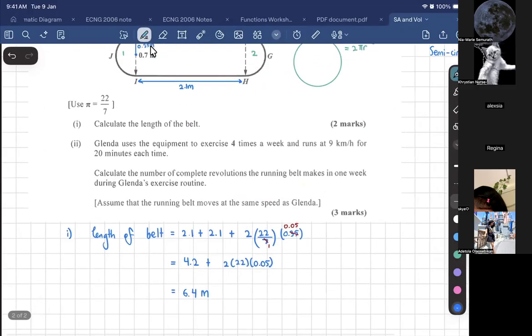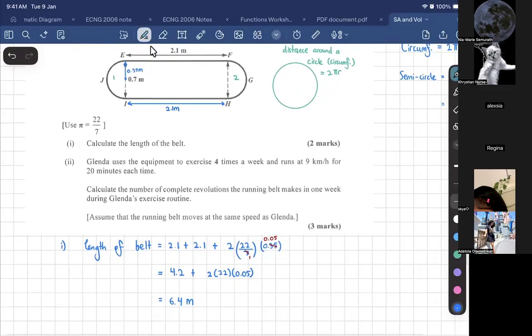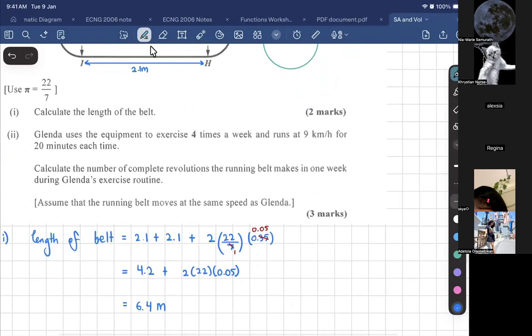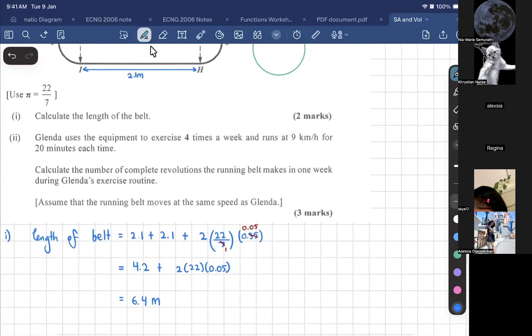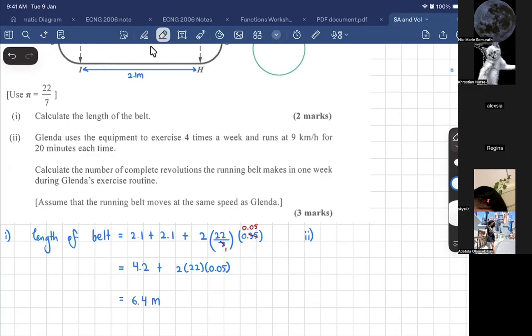Samir, let me know if you're confused. That's the answer. Alright, so Samir, help me with part 2. Glenda uses the equipment to exercise 4 times a week and runs at 4 kilometers per hour for 20 minutes each time. Calculate the number of complete revolutions the running belt makes in 1 week during Glenda's exercise routine.